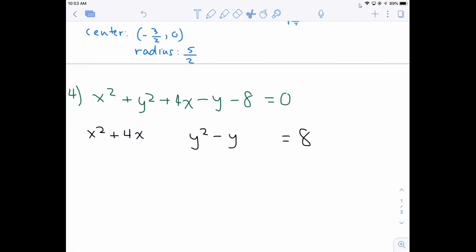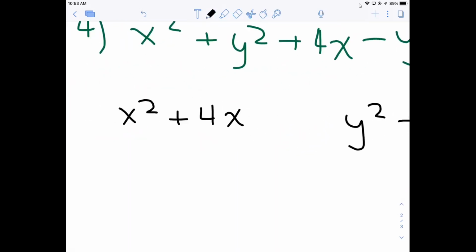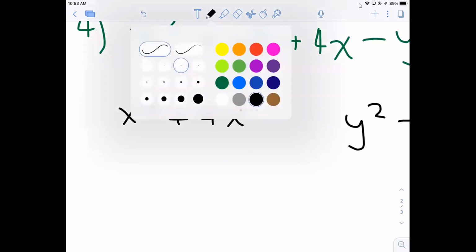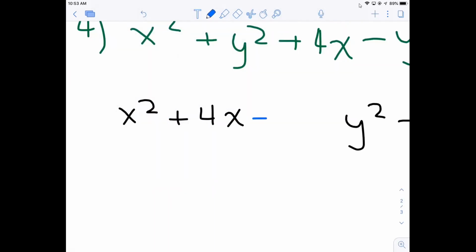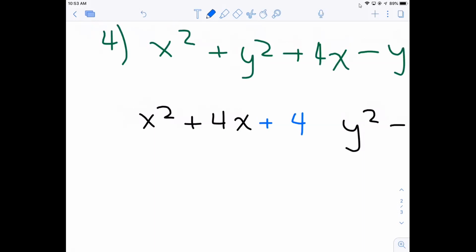So to complete the square over here, what number do we add? All right, we're going to be adding 4. Everyone good with that, right? Half of 4 is 2, and 2 squared is 4.